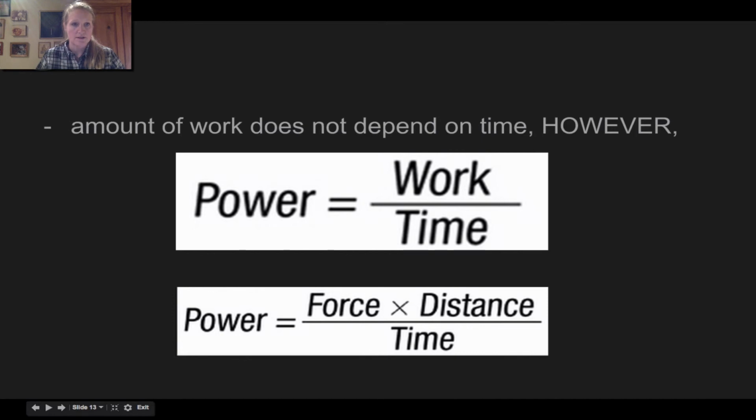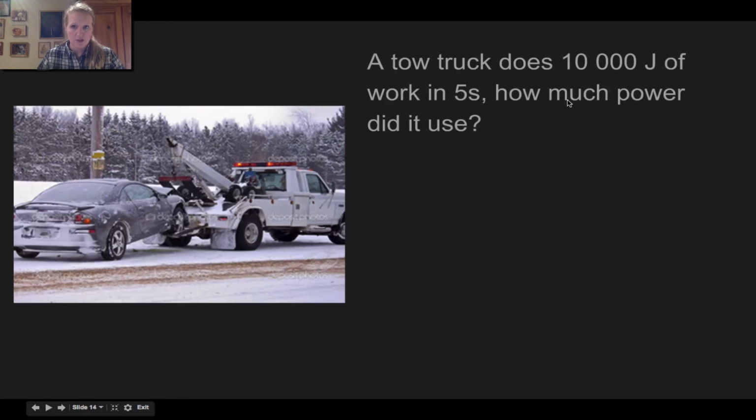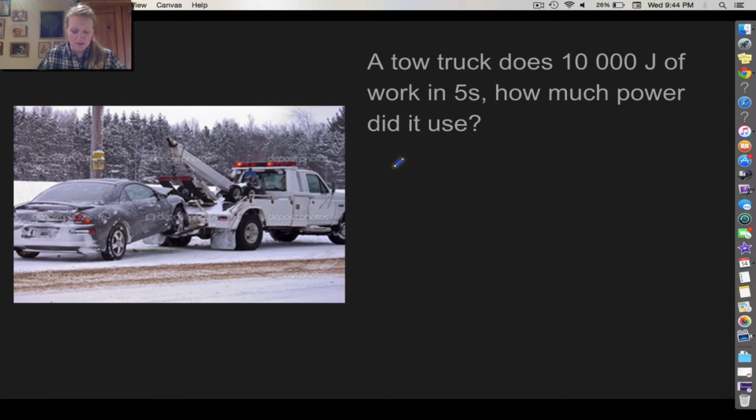Let's look at an example. A tow truck does 10,000 joules of work in 5 seconds. How much power was required for that? We plug it into our equation: power is equal to work divided by time. So we put in 10,000 joules divided by 5 seconds. If you notice, I'm putting in my units the whole time. When I do that math, I get 2,000 joules per second.